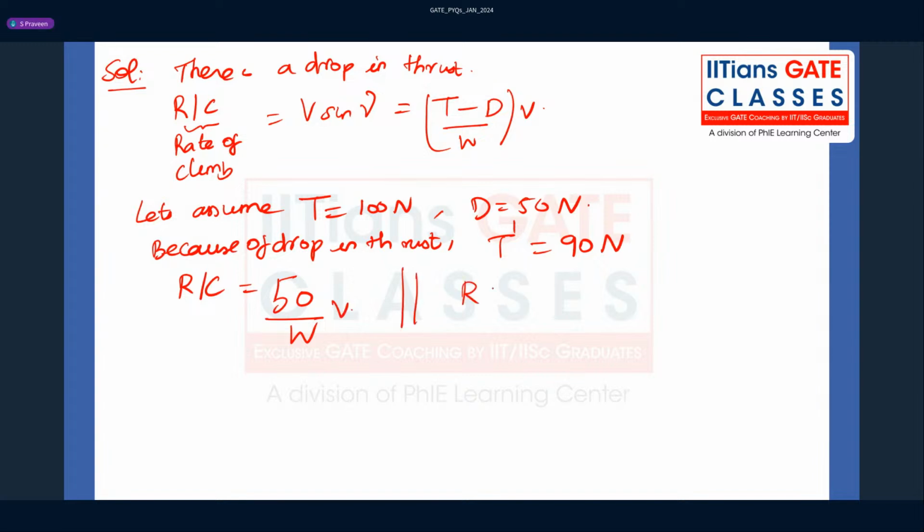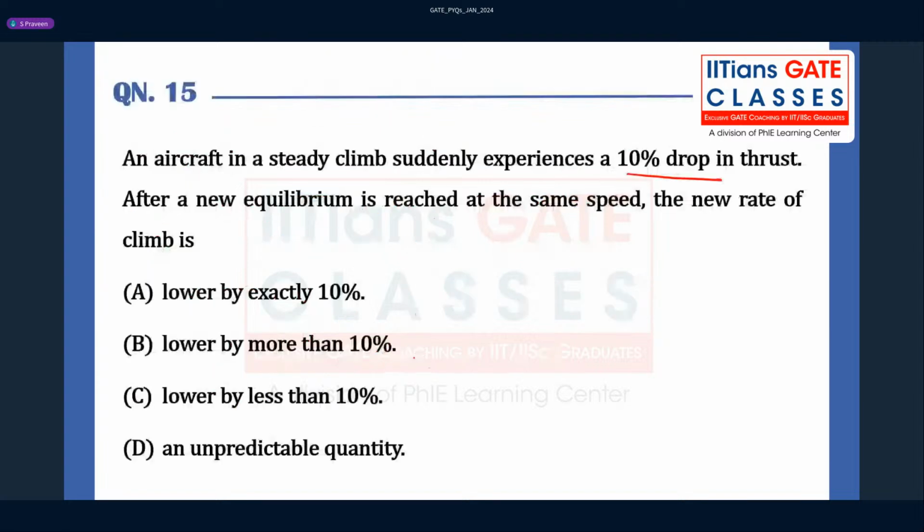Now, what happens to my new, modified rate of climb? That is equal to 90 minus 50, which is 40 V by W. So what is the percentage change of ROC? It is basically minus 20%, right? There is a 20% decrease. So I can simply say that the answer is B, lower by more than 10%. Okay. Hope you guys understood this. Any doubts? I hope you don't have any doubts.